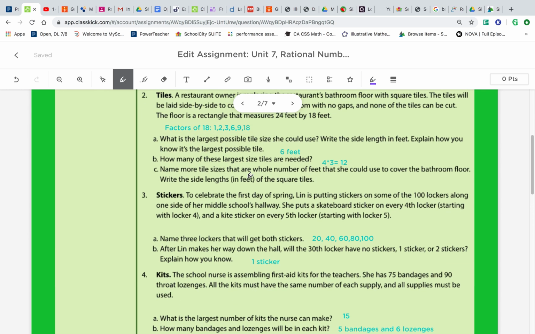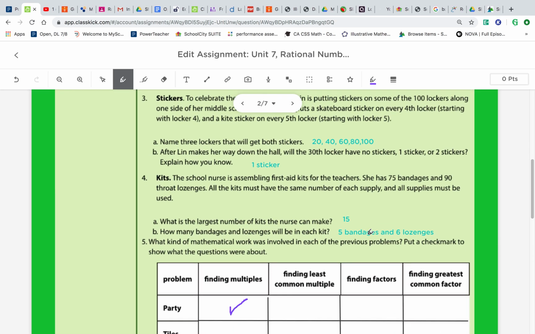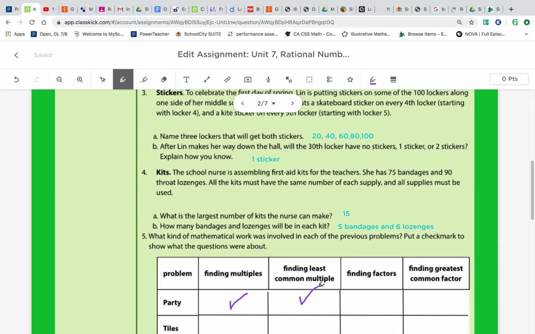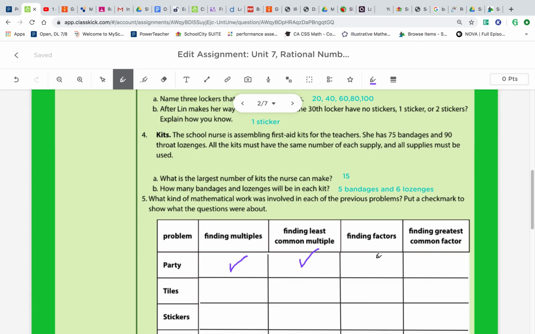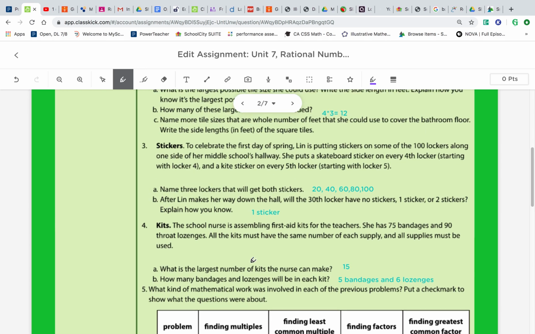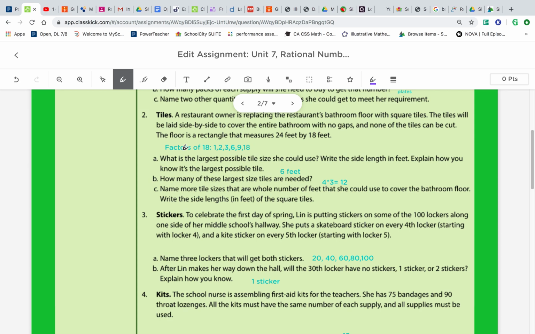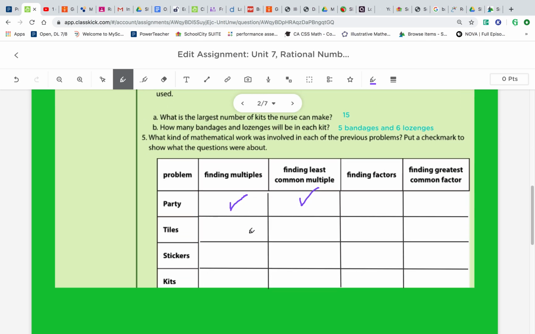Did we find the least common multiple? Yes, 24 was the least common multiple, so it was that. Did we work with factors? No, factors weren't important. We were doing the multiples here, so we weren't finding the greatest common factor either. For the tiles, what did we use? For the tiles, we listed the factors. And remember, 6 feet was the greatest common factor because we listed the factors of 18, and we said, okay, which one is the biggest that is also a factor of 24? So we found the greatest common factor. It wasn't multiples; we found factors, and we found the greatest common factor.